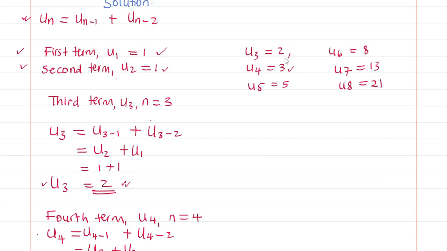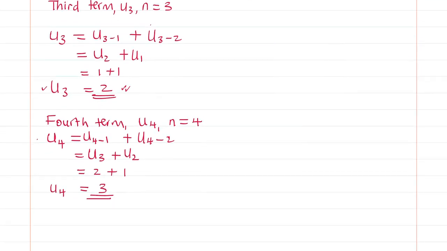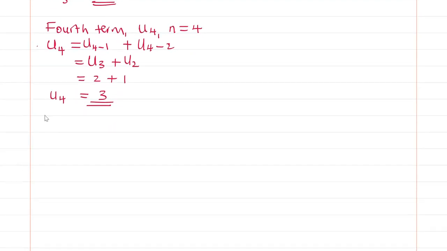How did I get it? It is simply the third term, 2, plus the second term, 1. 2 plus 1 gives us 3. And we do the same for the fifth term.